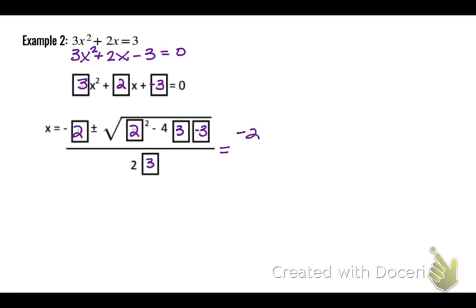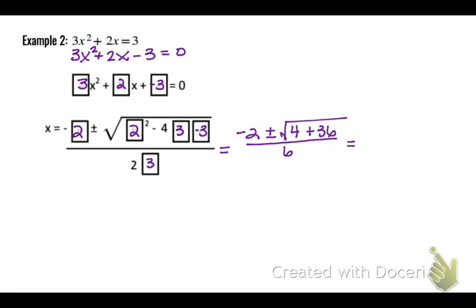So negative 2 plus or minus the square root. 2 squared is 4. So on this one, I'm going to take that negative. I'm going to multiply negative 4 times 3, which is negative 12, and then negative 12 times negative 3, which is a positive 36. And then that's all divided by 2 times 3, which is 6.